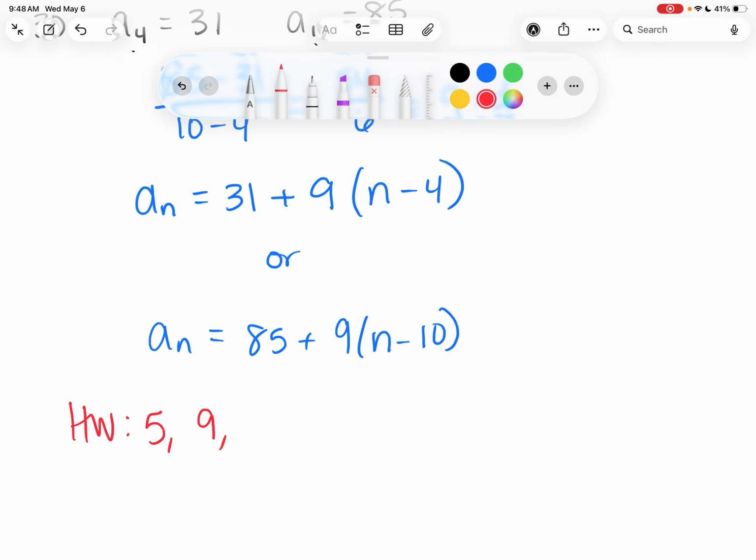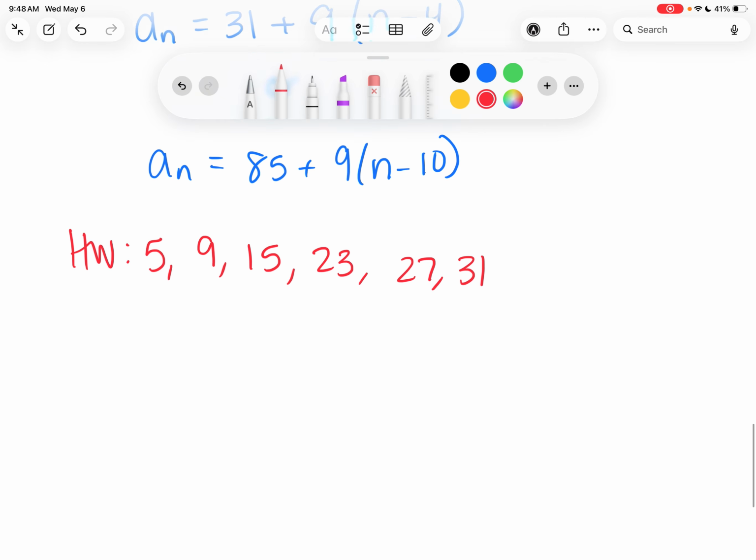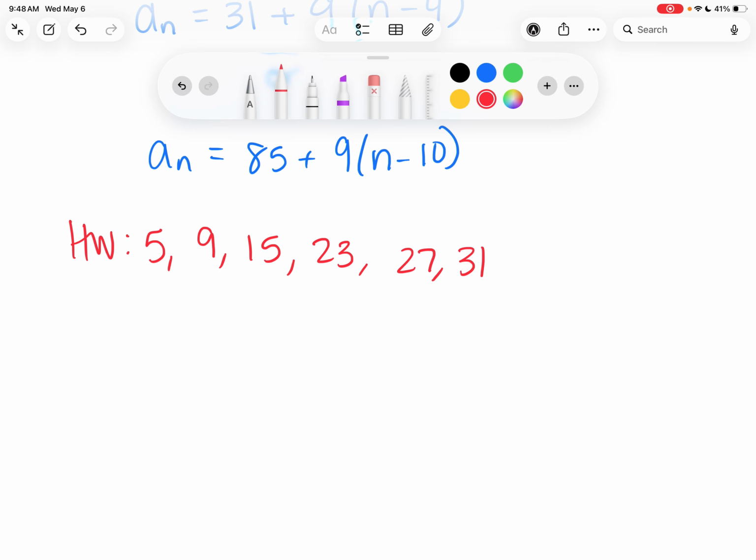5, 9, 15, 23, 27, and 31. So make sure you are paying attention to the instructions of what you have to do for each one, and that will help you. So tomorrow we'll do geometric sequences, which are the ones where things are being multiplied, or if you want to think about it as dividing, we technically say multiplying. And then we'll be done.